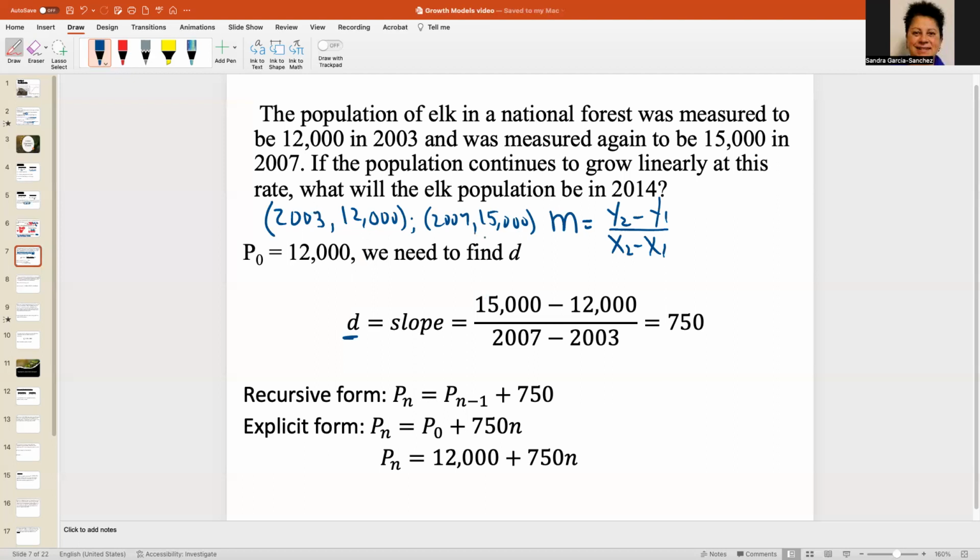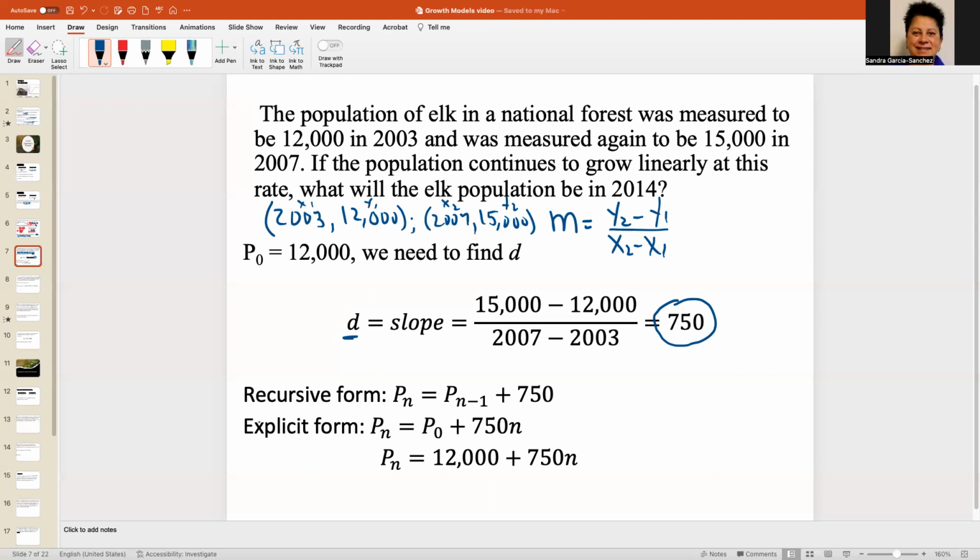So I said 15,000 because this is y sub 2. This is x sub 2, this is y sub 1, this is x sub 1. So y sub 2 is 15,000 minus y sub 1, which is 12,000, and then 2007 minus 2003. And when you solve this, it's going to give you D. It's going to give you 750. What is the meaning of that? According to this linear model, we have a new population of 750 elk every year.